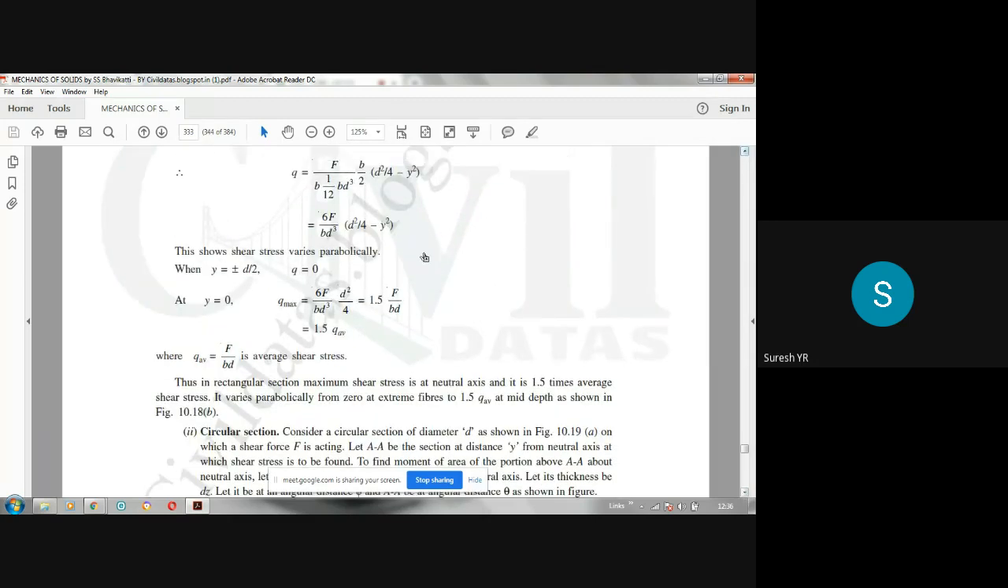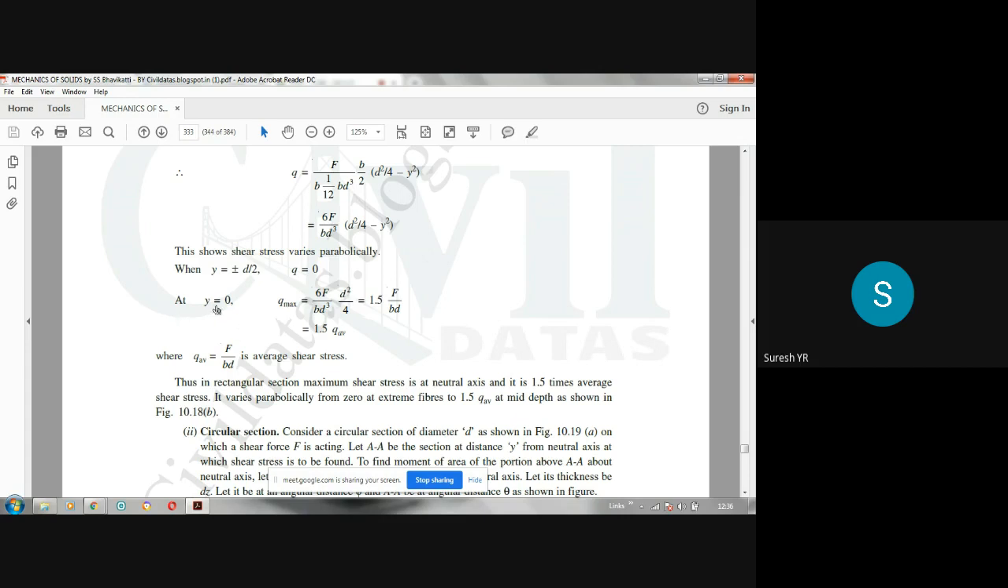See here. If you put y equal to plus or minus d by 2, y square becomes d square by 4. Since plus or minus gets squared, it becomes plus. So it cancels and becomes 0. So q becomes 0. That means at the farthest fiber, shear stress is 0. It is 0 at both the top and the bottom.